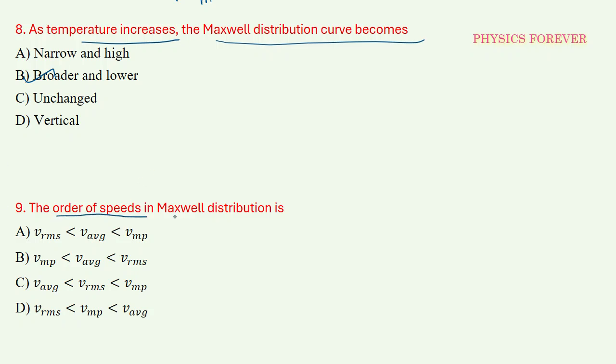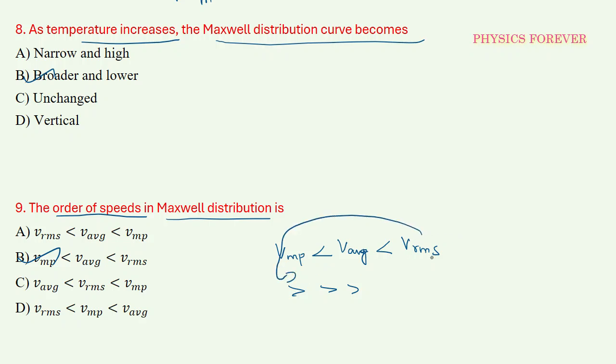Then the order of speeds in the Maxwell distribution. What is the correct answer? The most probable speed is lesser than the average speed, which is lesser than the root mean square speed. Option B is correct. Sometimes the options are reversed, so based upon the option you have to choose it. Don't get confused.